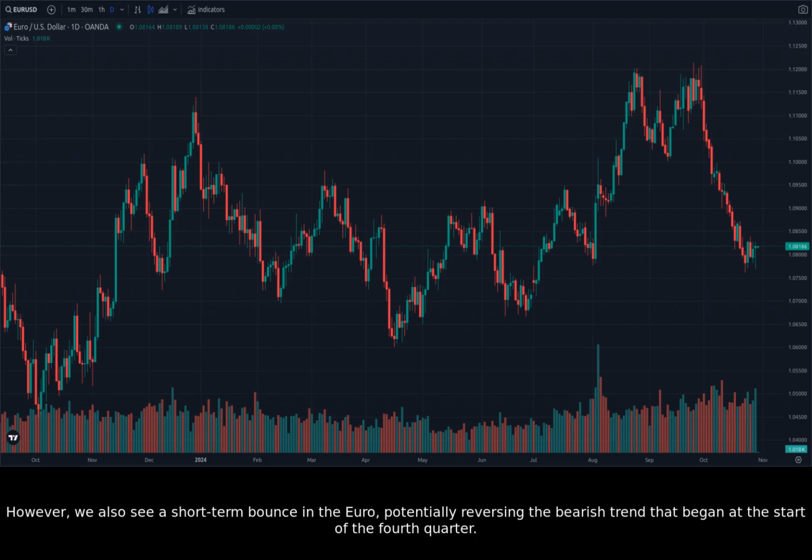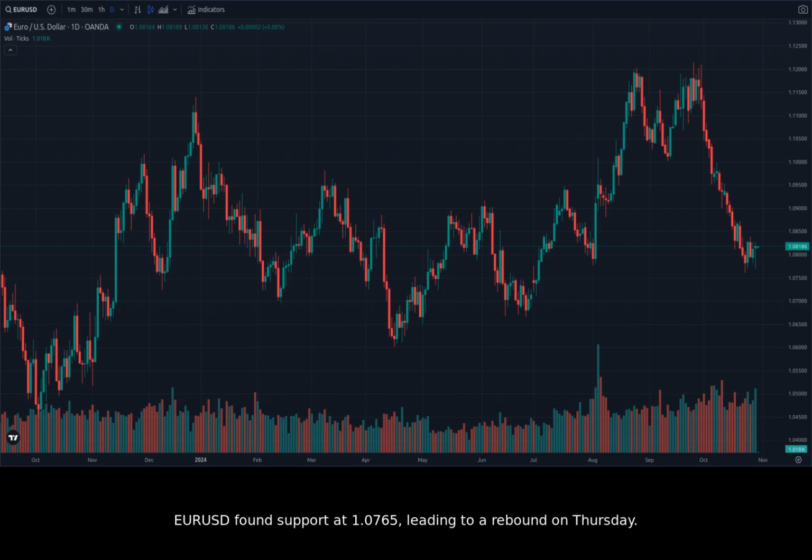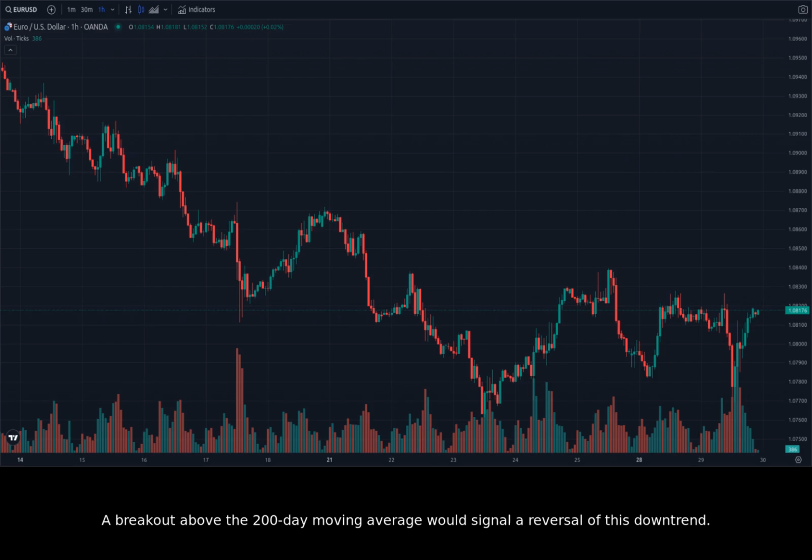However, we also see a short-term bounce in the euro, potentially reversing the bearish trend that began at the start of the fourth quarter. EURUSD found support at 1.0765, leading to a rebound on Thursday. We're watching to see if this support level holds and if the pair can rally towards the 1.0862 Fibonacci level. A breakout above the 200-day moving average would signal a reversal of this downtrend.